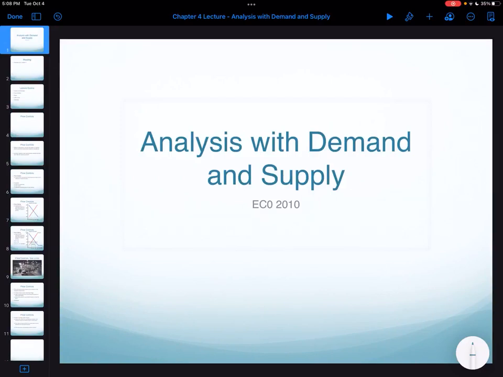So here in Chapter 4, we're going to use our supply and demand framework that we developed in Chapter 3 to do some analysis. Right? We're going to look at price controls, taxes, subsidies, different aspects of taxes. Basically, we're going to use supply and demand to analyze different aspects of government intervention in markets.